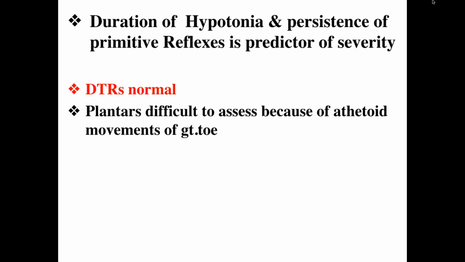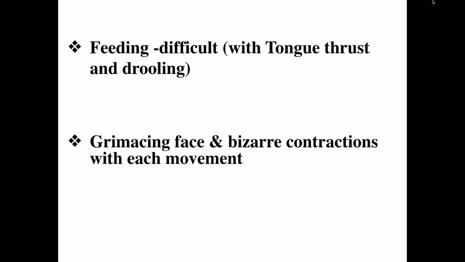The DTRs, I have already said, are abnormal in children with dystonic type of CP. They also have feeding difficulty because of the involvement of the buccopharyngeal muscle group.